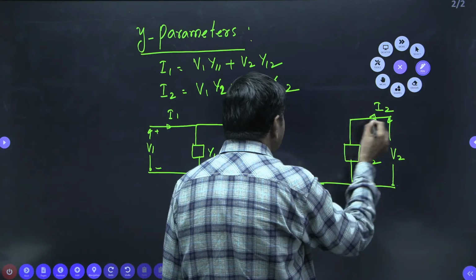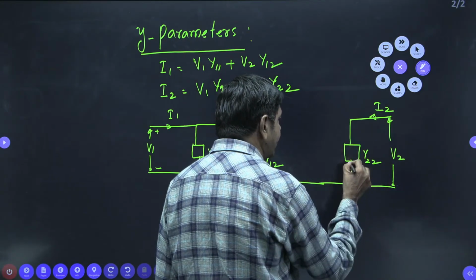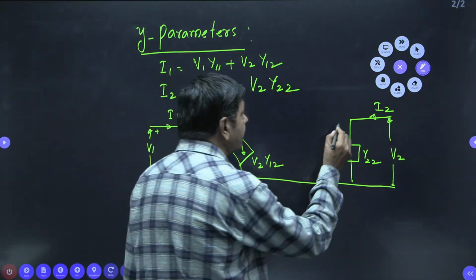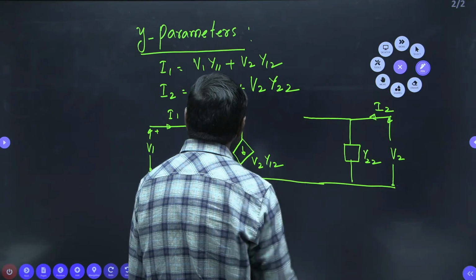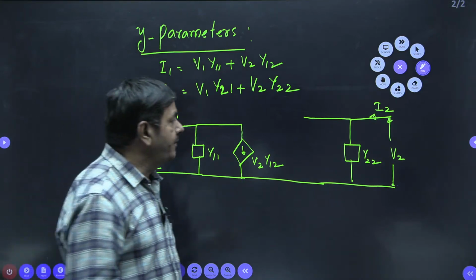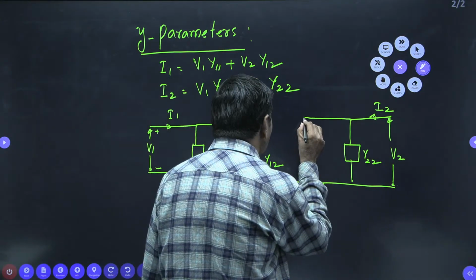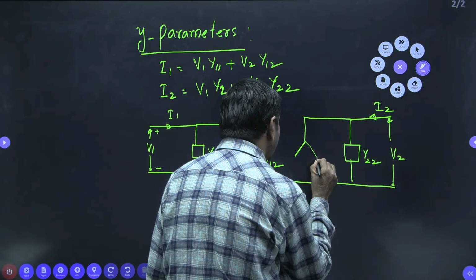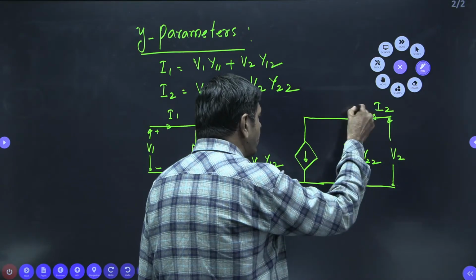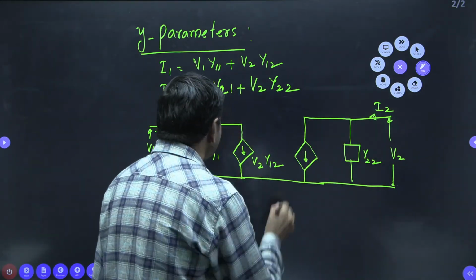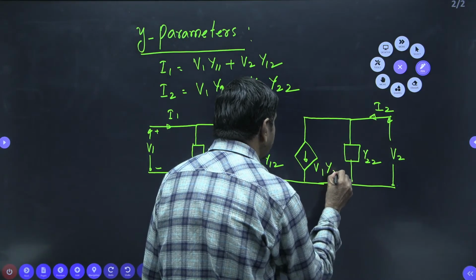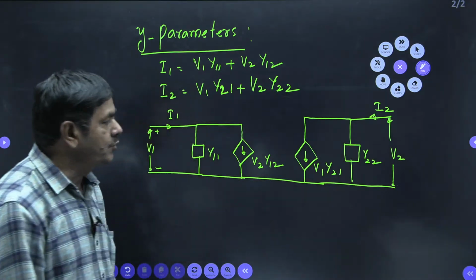We know very well I2 equals some current on this side, and that current equals voltage into admittance, yes, V2 into Y22. And one more is required here. How can I get it? It is a dependent source only. It depends upon the input parameter V1. I can draw the dependent source like this. This is one more current, because I2 equals this current plus this current only. This can be taken as V1 into Y21. I can put V1 into Y21 now.